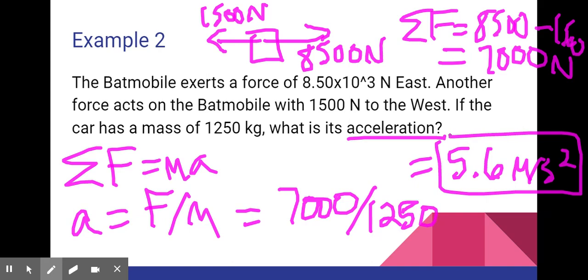This answer isn't finished. Remember, acceleration is also a vector. And because we have these forces going in opposite directions, it would be a really good idea to say which direction the acceleration is in. Since the eastward force is the bigger of the two, it should be causing an acceleration in that direction. So we would say 5.6 meters per second squared to the east. And then that is your final answer.